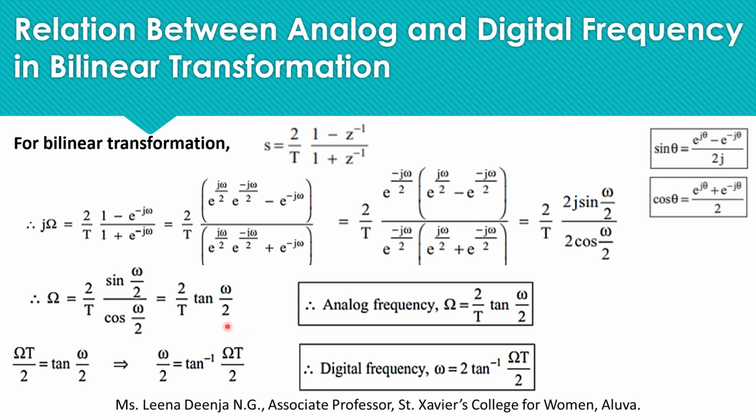And we can derive another expression for this. From this we can see that Omega is 2/T tan(omega/2). So taking this 2/T to the left hand side, it is Omega T/2 equal to tan(omega/2), or omega/2 is tan inverse (Omega T/2), or digital frequency omega is equal to 2 tan inverse (Omega T/2).